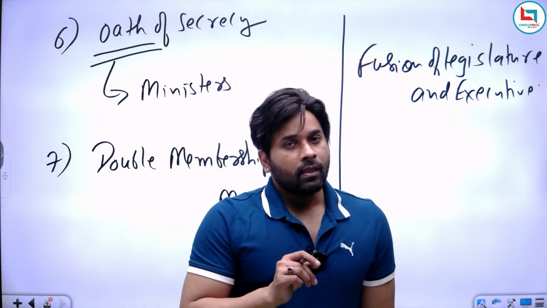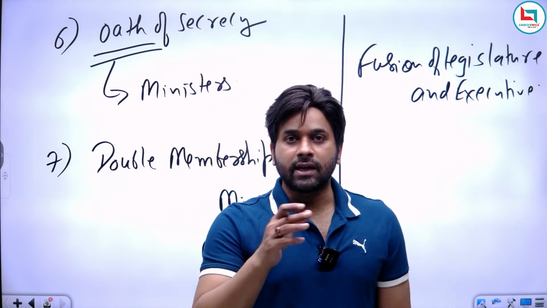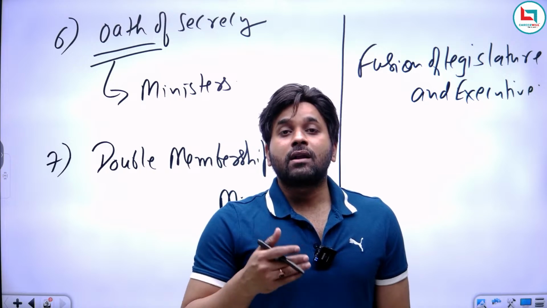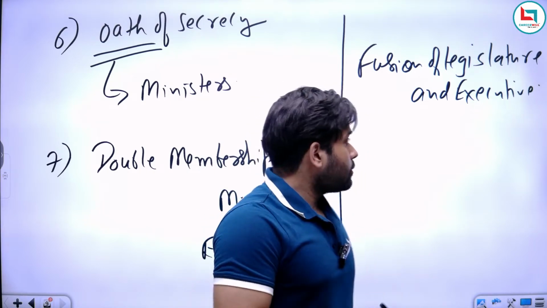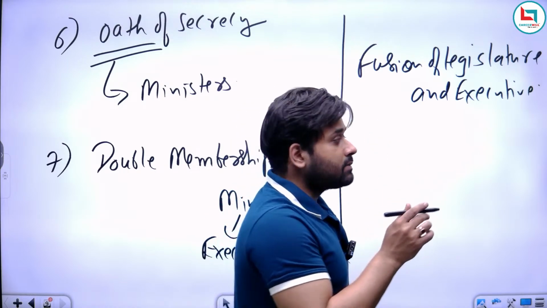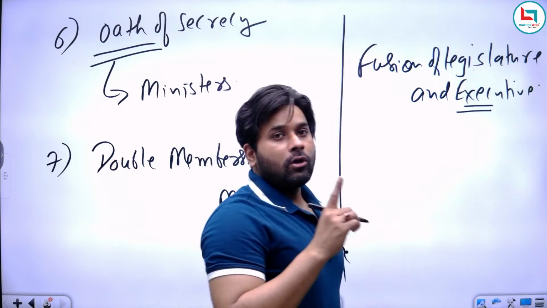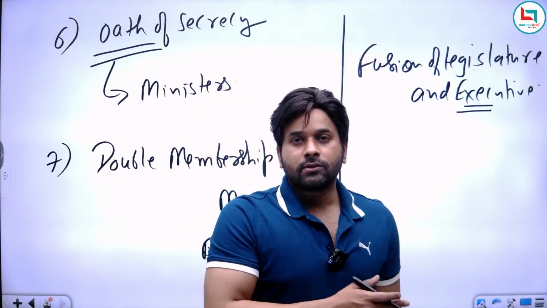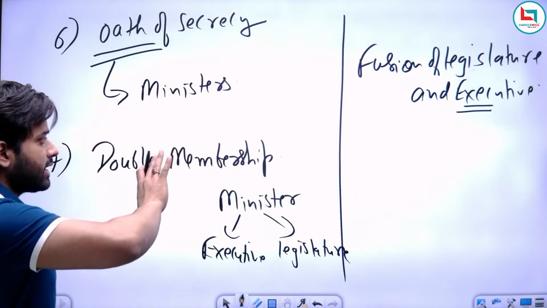So that is why on television, whenever you see that our prime minister or home minister is sitting in the Lok Sabha, Rajya Sabha, why are they sitting there? Because they are members of parliament. Okay, so in India we have a parliamentary system, and in a parliamentary system, executive is a part of legislature. All the executive, that is ministers, are members of parliament. So I hope this is clear, that there is a fusion of legislature and executive.